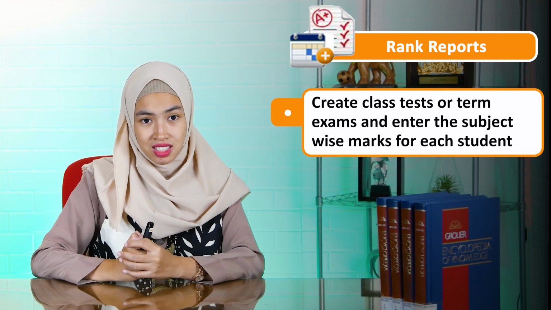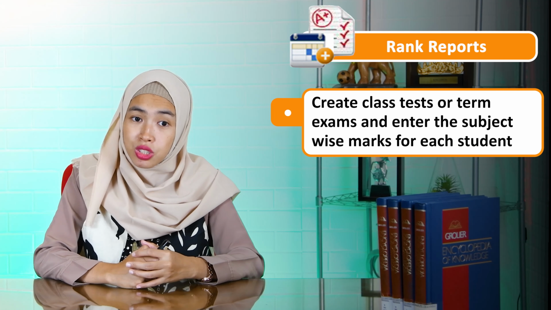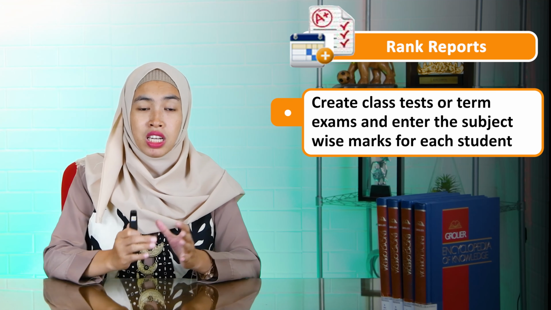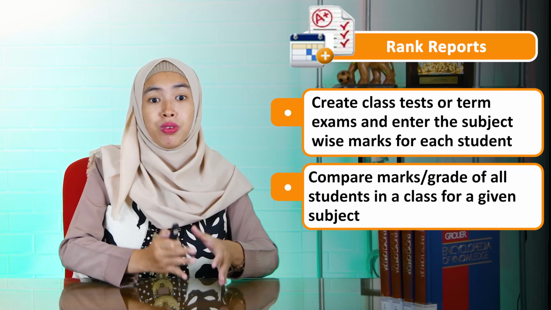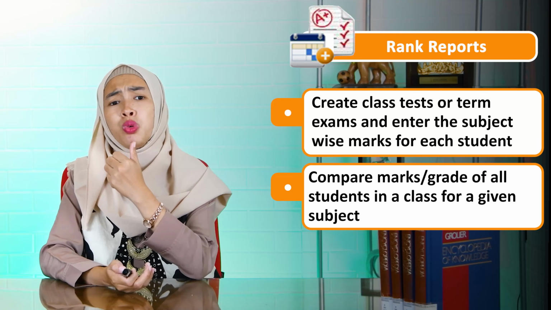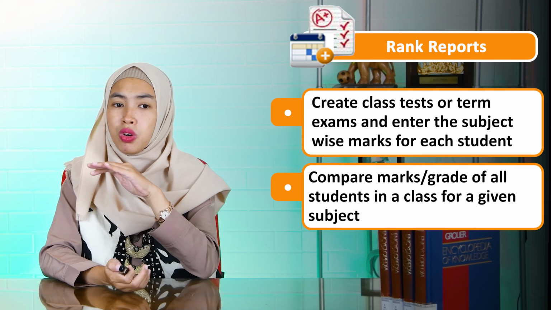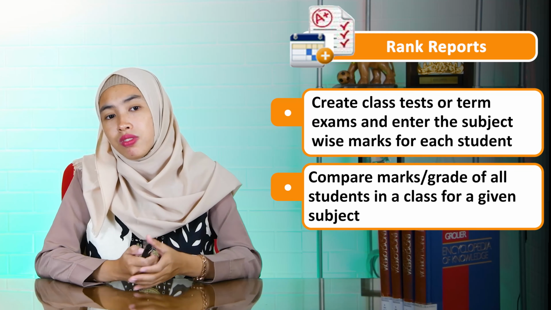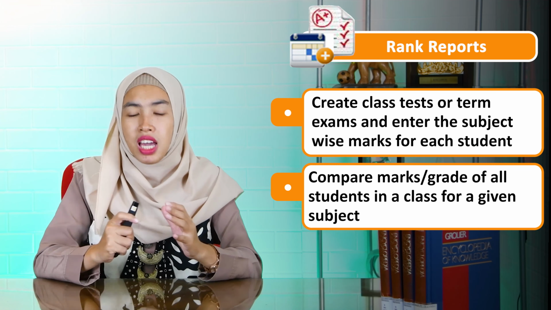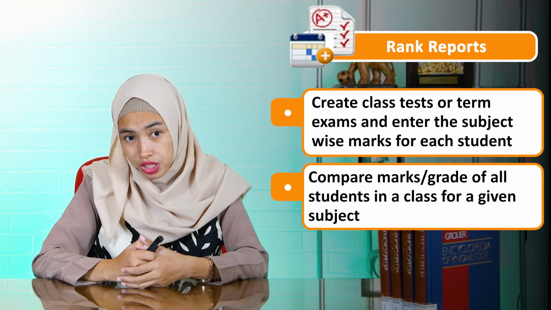It is about mark list and rank reports. In this feature, it will create class tests or term exams and enter the subject-wise mark for each student. Okay, so in this case, you can compare the marks or grade of all the students in the class for a given subject. For example, you want to know who got the highest score in the classroom, or whether you are passing the standard of the scoring system in that subject. So you can get the information related to that data in the mark list and rank reports.